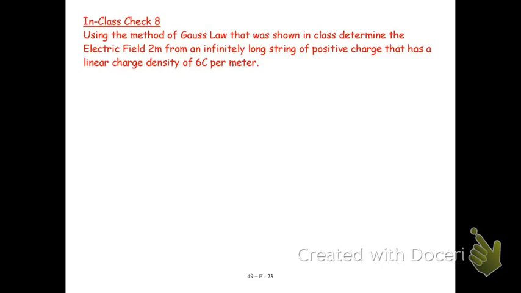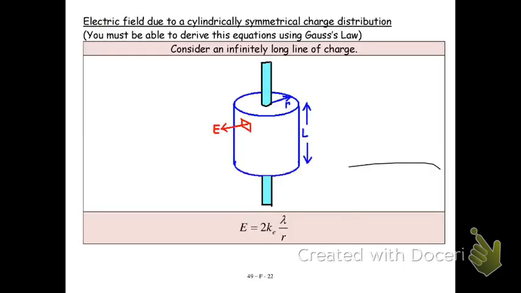So, using the method of Gauss's law that was shown in class, determine the electric field 2 meters from an infinitely long string of positive charge that has a linear density. If we look at it, it's a weird equation, isn't it? It's got Ke in it, it's got this lambda in it. Lambda is the charge per unit length, and it's got this separation in it. So let's just have a look at this.